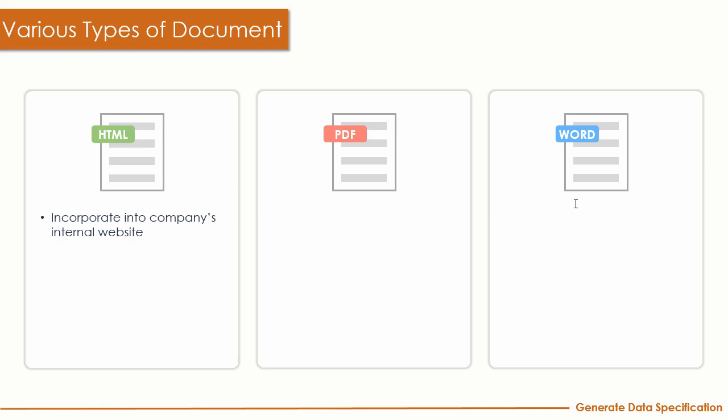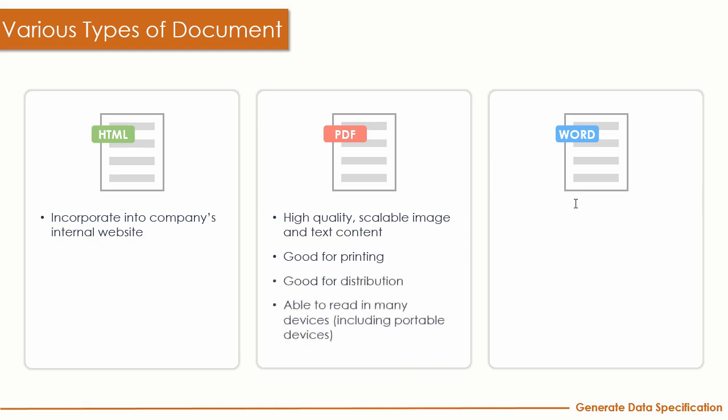If you export to PDF, it is a high quality scalable image. I stress scalable: when we export to PDF, we do not just extract the image and put it into the PDF. We put it in as a vector graphic, so you can zoom in and zoom out easily. It is also good for printing and distribution, because most devices, including tablets and mobile phones, can read PDF without any problem.